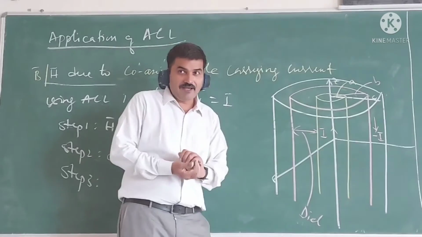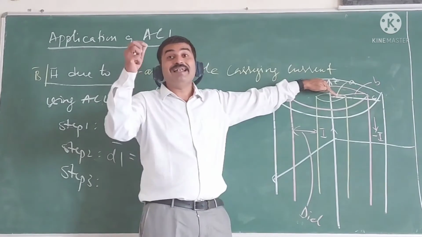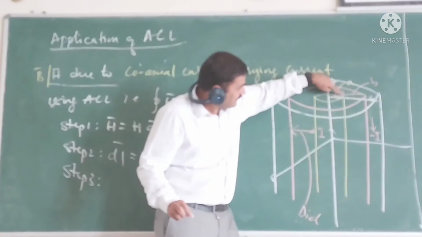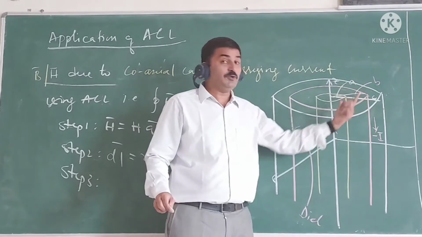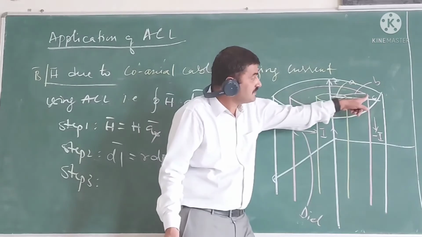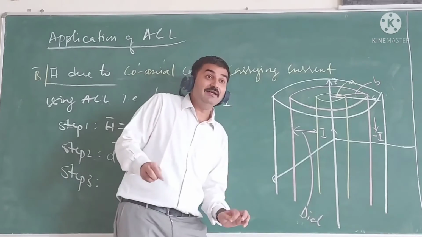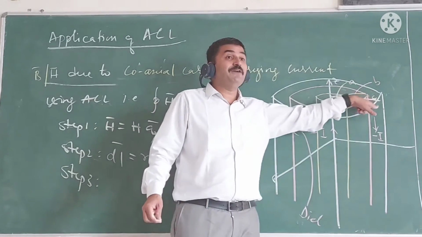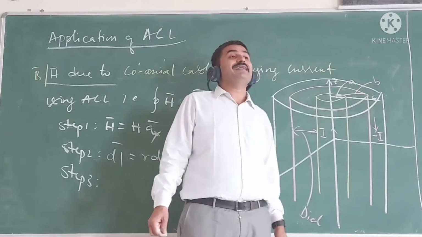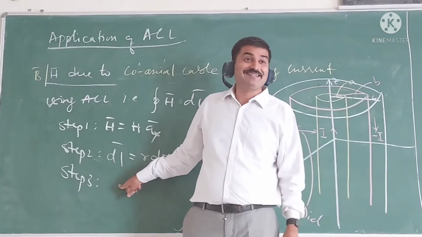Are you getting? I will repeat. If the Amperian path radius is lesser than A, what is the current? Less than I. If the Amperian path radius is from A to B, the current enclosed is I. If the Amperian path radius is B to C, the current enclosed is I plus part of this. If the Amperian path is greater than C, then the current enclosed will be I plus minus. Then this depends upon the case, different cases.